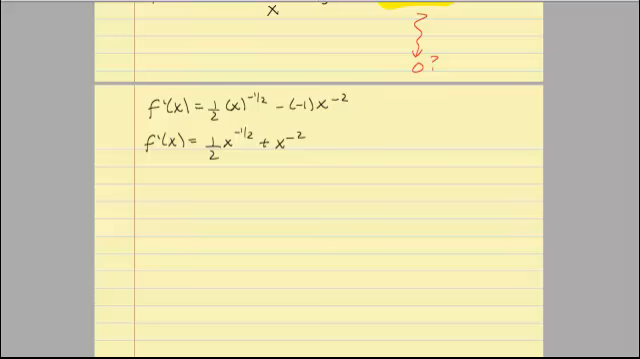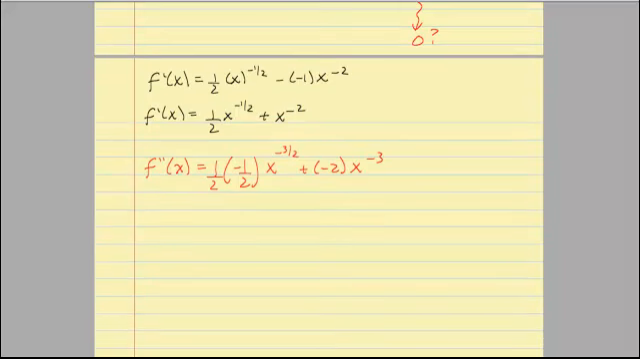So next, after I simplify, let's go ahead and take a second derivative. This would give us our rate of change of our first derivative. I bring the negative 1/2 down, decrease the exponent by 1. Bring the negative 2 down, decrease the exponent by 1. Now the trick on this one is make sure you remember you're decreasing. Let's go ahead and rewrite this a little bit. I have negative 1/4 x to the negative 3/2 minus 2x to the negative 3. So there's my second derivative.